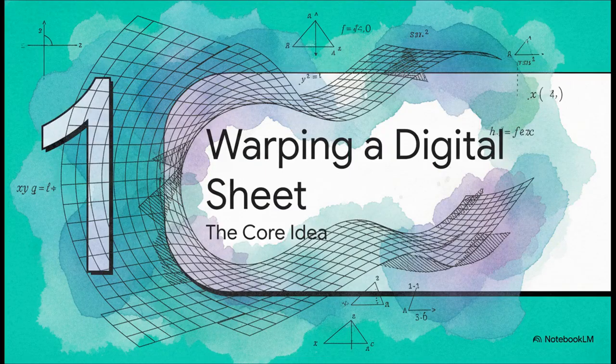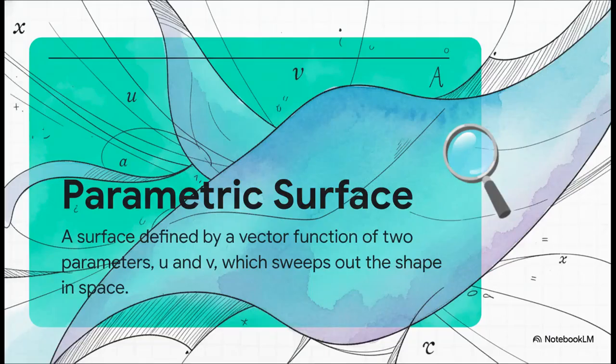All right, so let's take that analogy of a digital sheet and turn it into a real, formal mathematical concept. So here it is, the formal definition. A parametric surface is defined by a vector function that depends on not one, but two independent parameters. We usually call them u and v. And these two parameters, they're the secret sauce. They're what unlocks the ability to describe a whole surface instead of just a single line.